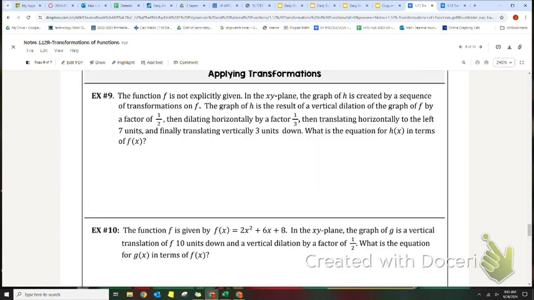All right, applying transformations. Example 9 says the function f is not explicitly given. In the xy plane, the graph of h is created by a sequence of transformations on f. The graph of h is the result of a vertical dilation of the graph of f by a factor of 1/2, then dilating horizontally by a factor of 1/3, then translating horizontally to the left 7 units, and finally translating vertically 3 units down. What is the equation for h of x in terms of f of x?